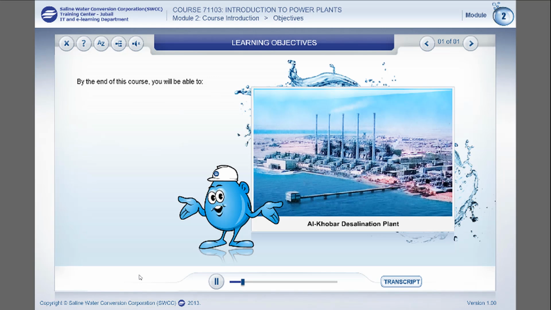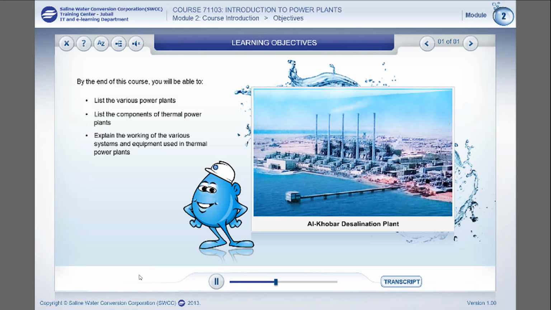By the end of this course, you will be able to list the various power plants, list the components of thermal power plants, and explain the working of the various systems and equipment used in thermal power plants.